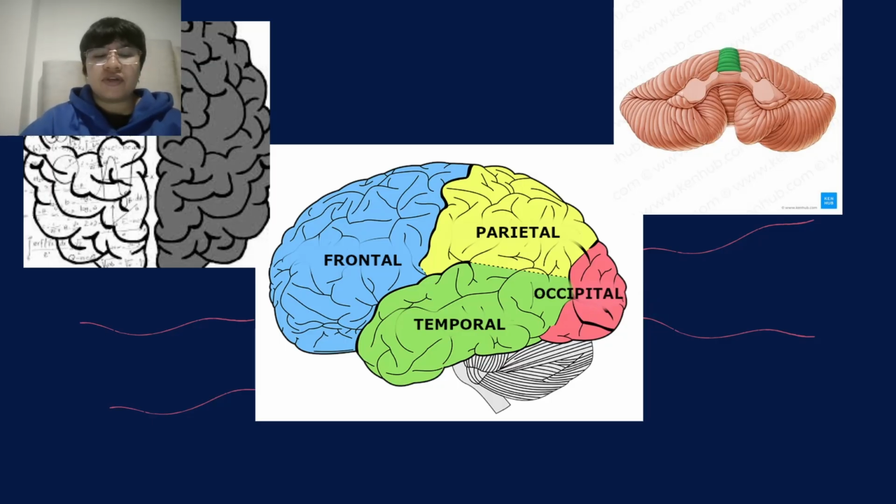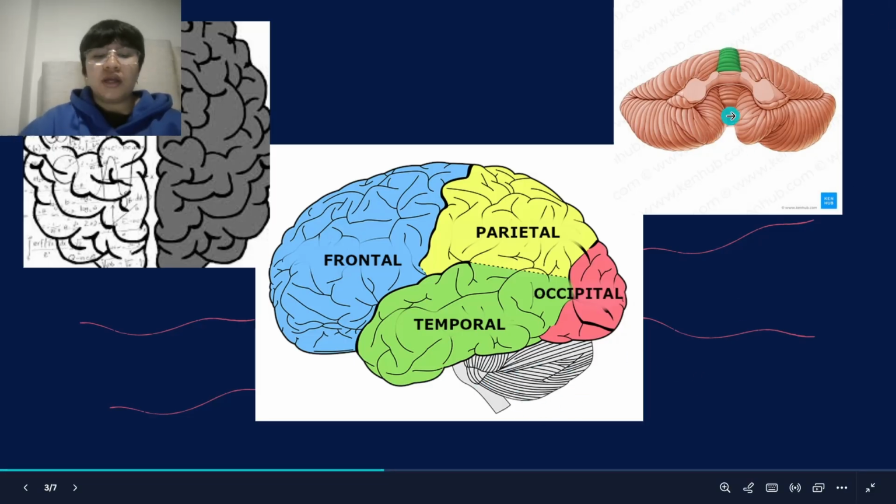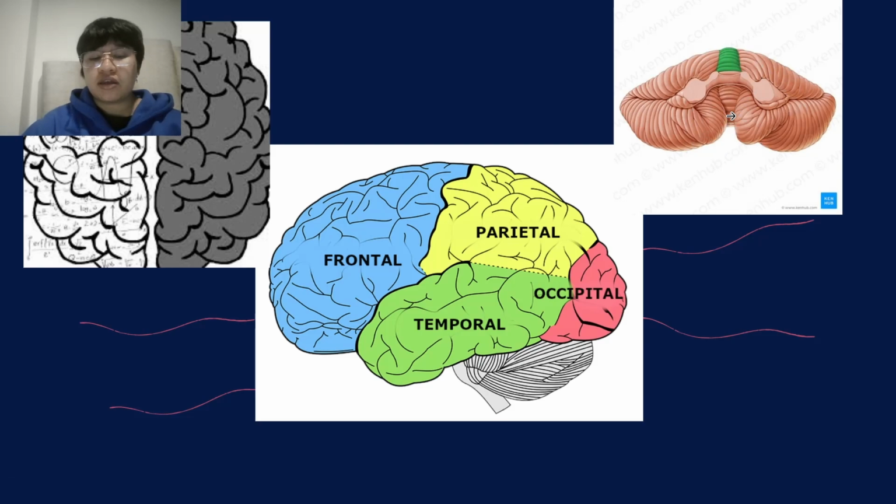Then we have the cerebellum, located at the back and below the cerebrum. It is smaller but very important because it controls coordination, balance, and posture. For example, when you walk or ride, the cerebellum helps make movements smooth and precise.